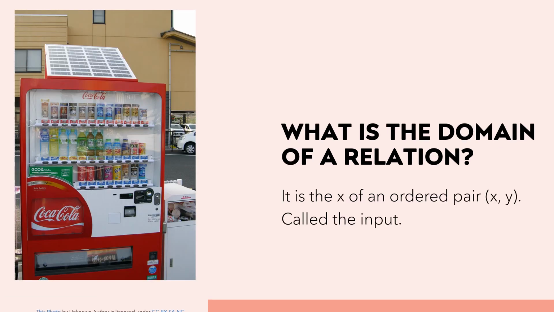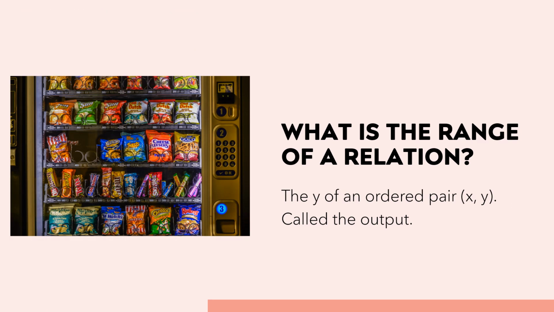The domain is like the list of all the possible inputs in a relation. It is always the x variable, which is often called the input. Imagine you have a vending machine. The domain would be all the different amounts of money you can put in. The range is like the list of all the possible outputs in a relation. Think of it as all the possible snacks you could get from a vending machine. For example, like my favorite snack, chips.